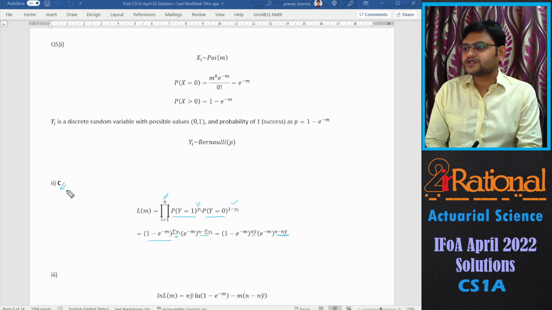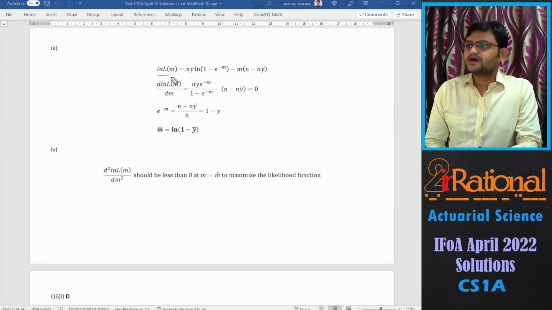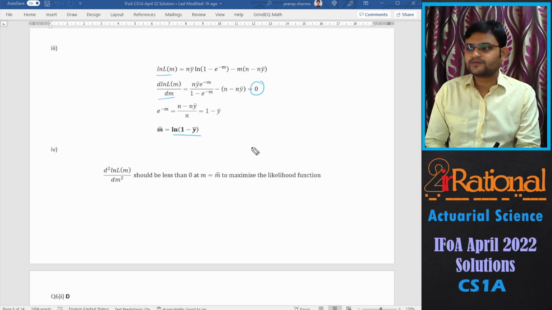The option is C. Third part, derive an expression for the maximum likelihood estimate m hat of m in terms of y bar. And fourth part, state the condition that m hat and L(m) must satisfy for m hat to maximize the likelihood function. So we'll take the log of the likelihood function, differentiate it and then equate it to 0. Rearranging, we'll get our m hat will be equal to log of 1 minus y bar. And we'll say the double differentiation of the log likelihood should be less than 0 at m equal to m hat to maximize the likelihood function.